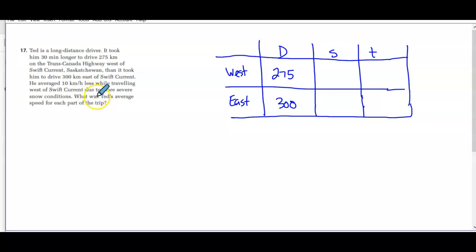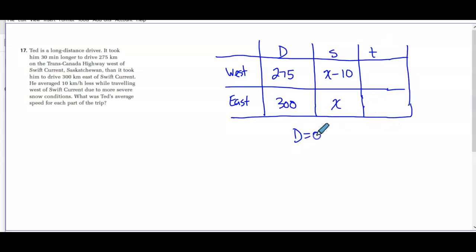He averaged 10 kilometers per hour less while traveling west due to more severe snow. Average speed for each. So we know this information. It says he averaged 10 kilometers per hour less while traveling west. So I'm going to let my east be x, and this would be x minus 10. So I've got two columns filled in. Then I'll find the third.